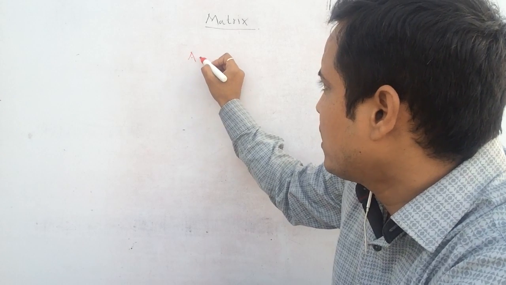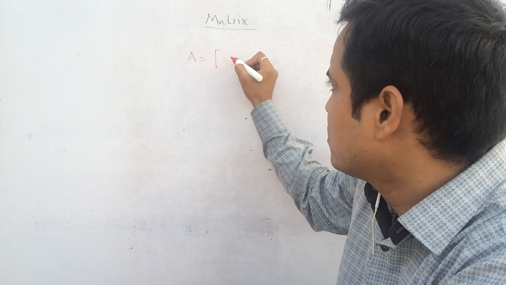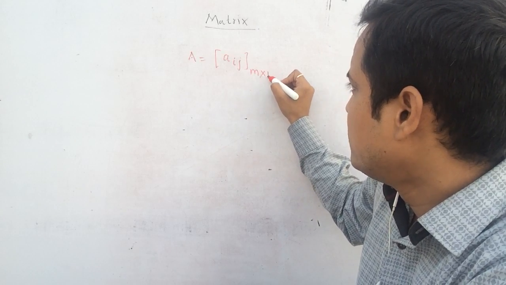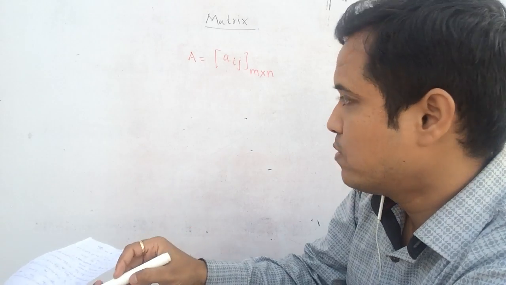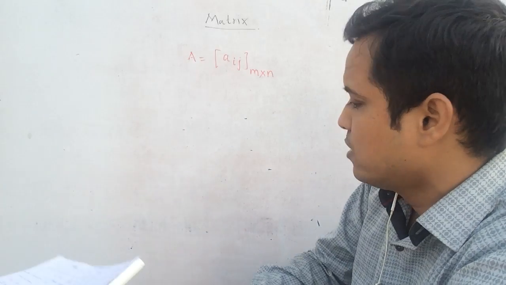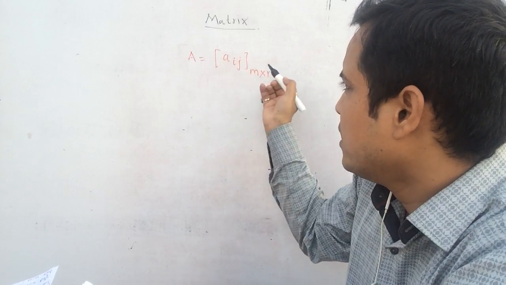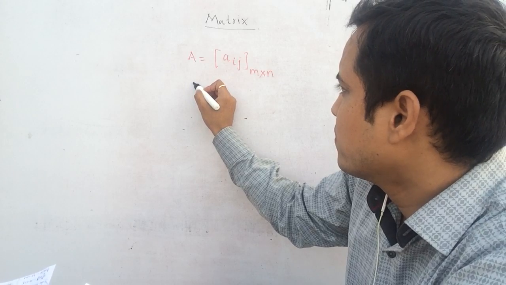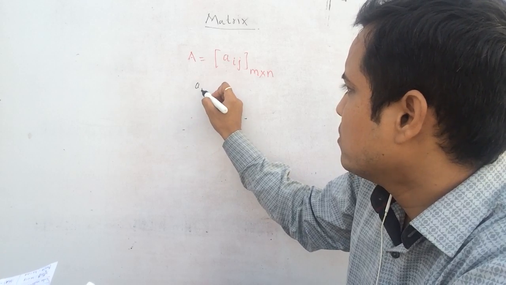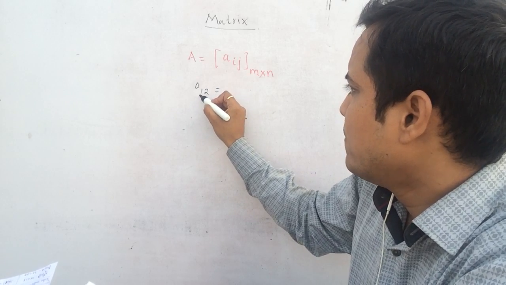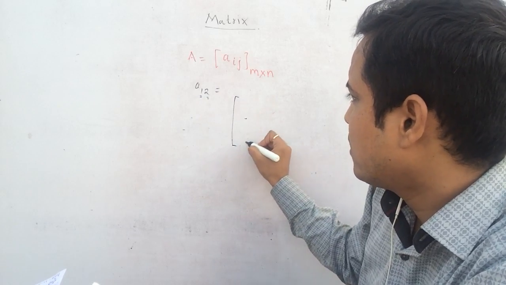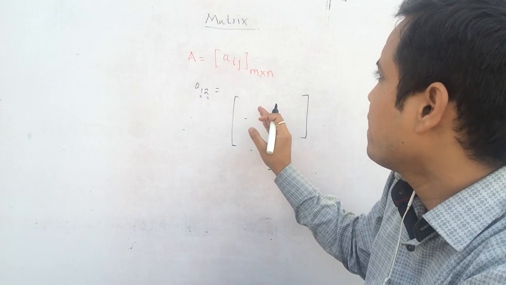So suppose A is the matrix. It is represented as Aij and its order is represented as m cross n. Here Aij are the elements of the matrix A. Here i can be any positive non-zero integer. For example, A12 can be the element of the first row and second column. By the definition of matrix, we arrange elements in rows and columns.